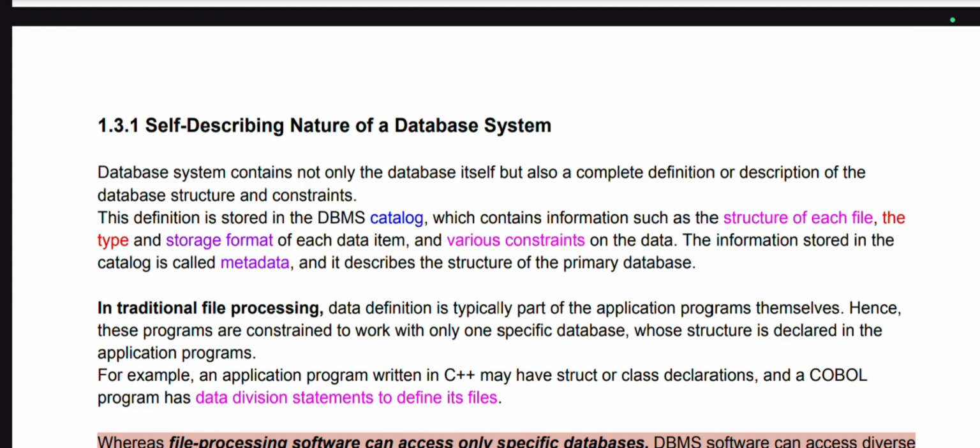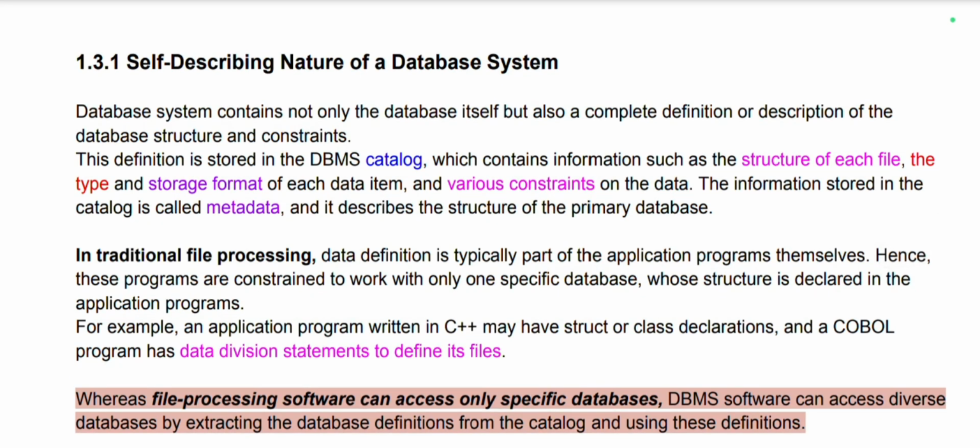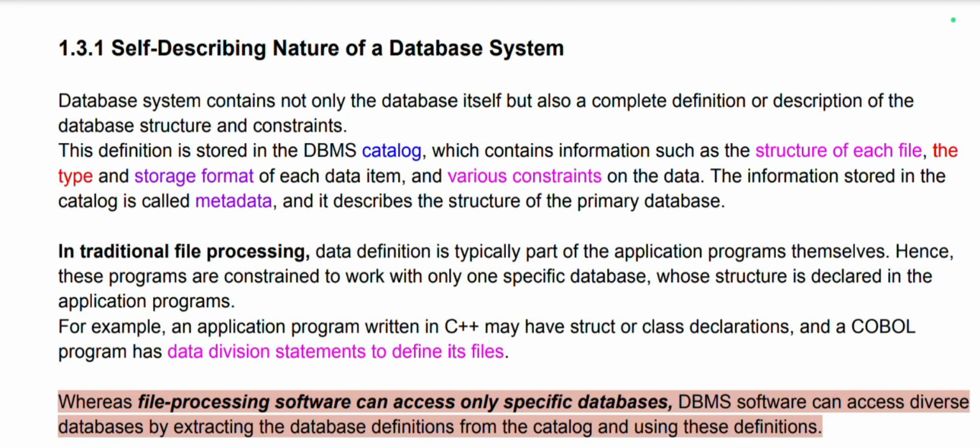these four characteristics. What are these four characteristics? The first characteristic is the self-describing nature of the database system. A database system contains not only the database itself but also a complete definition or description of the database structure and constraints. It doesn't store only the data, it stores the data, the definition of the data and the description of the data, how the data is defined, how the data is described.